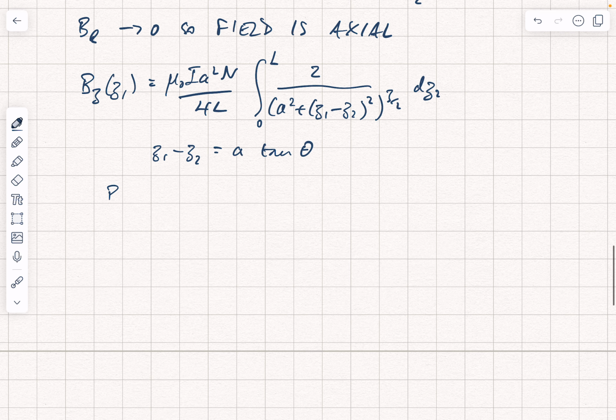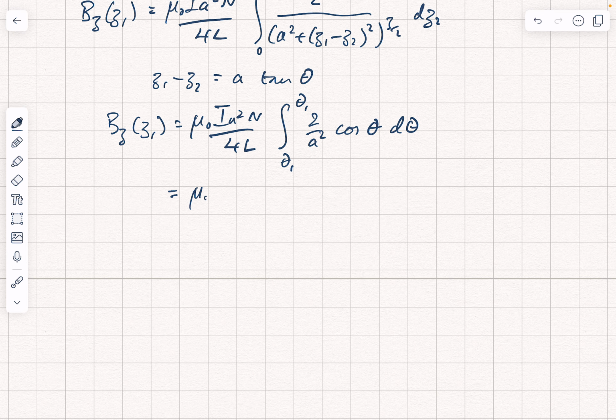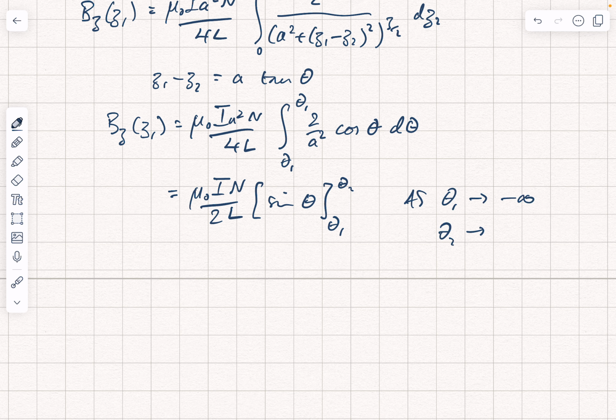And when we do that, then we find that Bz at Z1 is mu naught I a squared n over 4L integral between theta 1 and theta 2, which you can define fairly easily, 2 over a squared cos theta d theta, which is easily evaluated to mu naught I n over 2L into sine theta between theta 1 and theta 2, and as theta 1 goes to minus infinity and theta 2 goes to infinity, which is another way of saying that L goes to infinity, this becomes mu naught I n over L. That's easy to show.